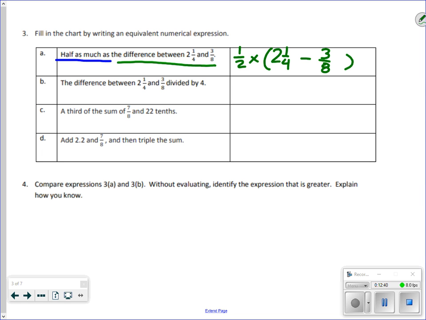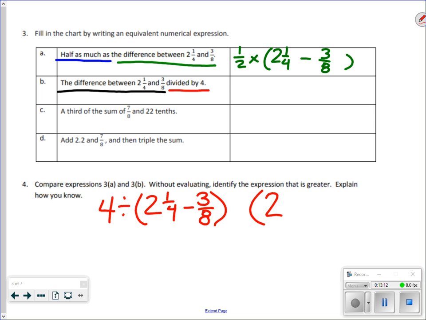Okay, I want you to try to do B, C, and D. The difference between 2 1/4 and 3/8 divided by 4. Now, I saw some people that were doing this, or this. So there's a difference in both of those expressions. This one is 4 divided by the difference of those two numbers. This one is the difference divided by 4.